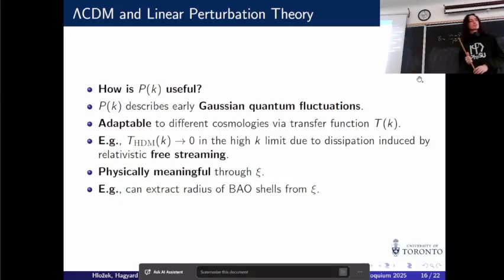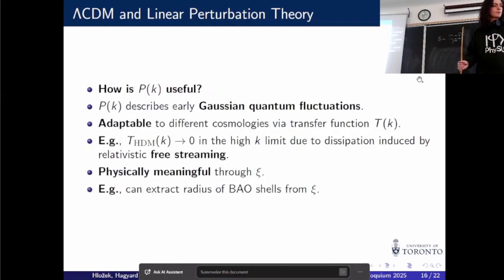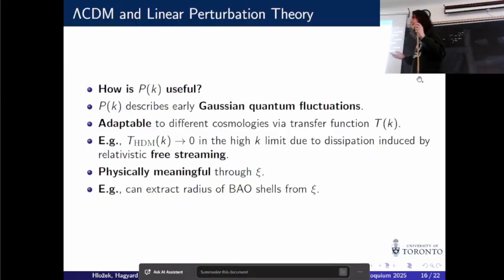What's more is, as I mentioned, the power spectrum is physically meaningful through its Fourier inverse, which is the correlation function. And as I showed, you can extract roughly the radius of these baryon acoustic oscillation shells through the correlation function, as we saw here. So the power spectrum is useful, but it's more about the journey than the destination. What's more important is not the power spectrum itself, but how you derive it.